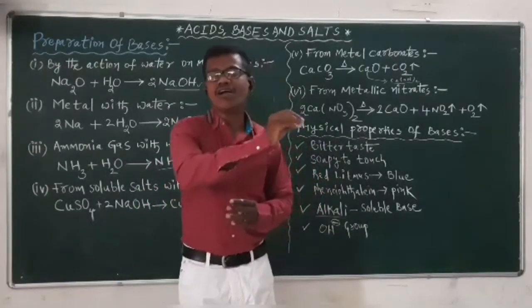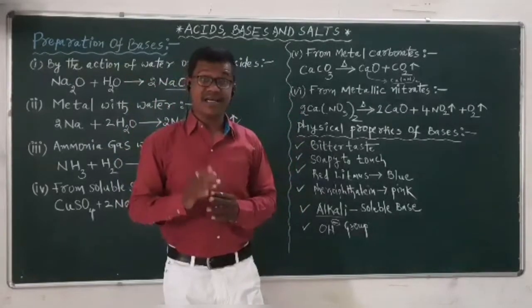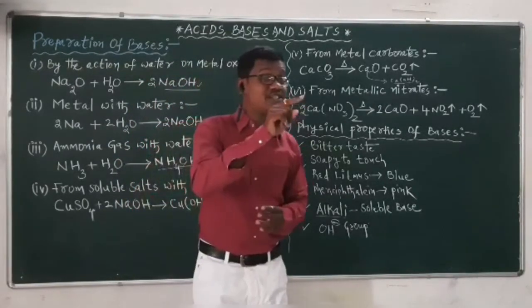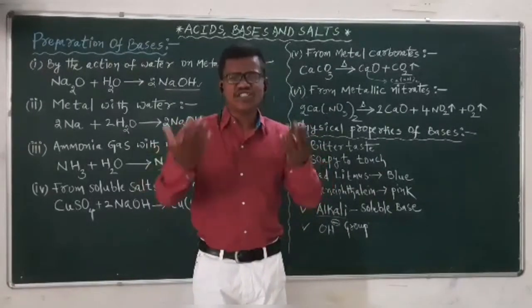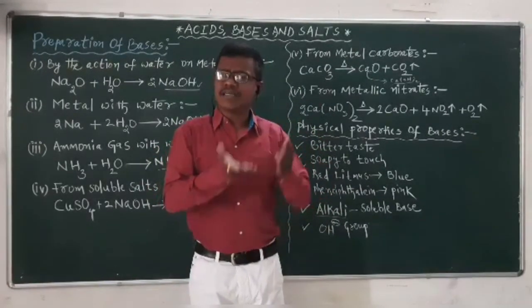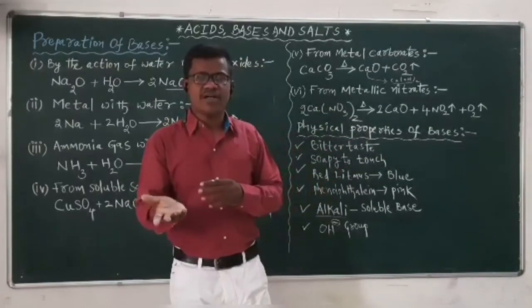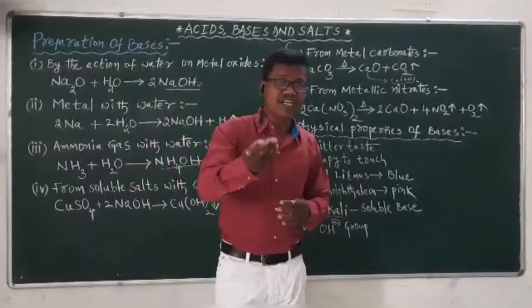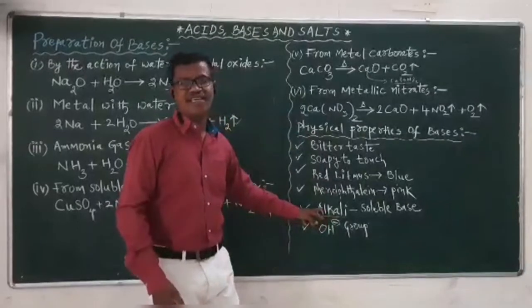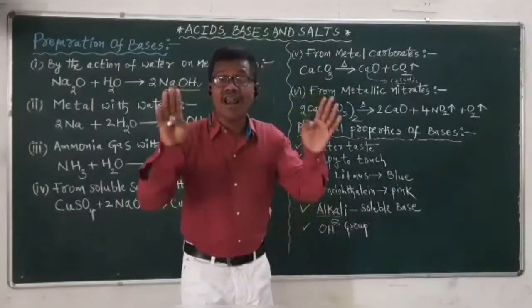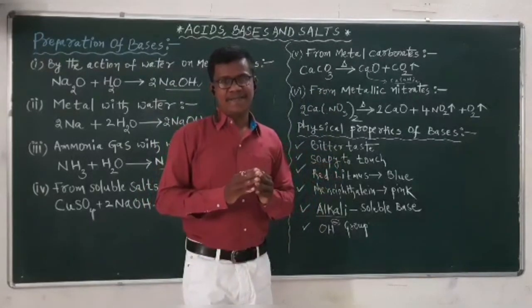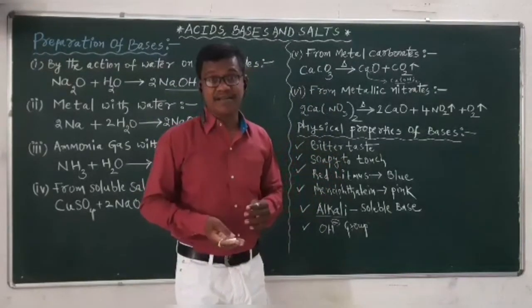So all alkalis are bases, but all bases are not alkalis, because some bases dissolve in water and some bases are not dissolved in water. So the base which is dissolving in water, you can call alkali. And the base which is not dissolving in water, you cannot call alkali. This is a very good example.